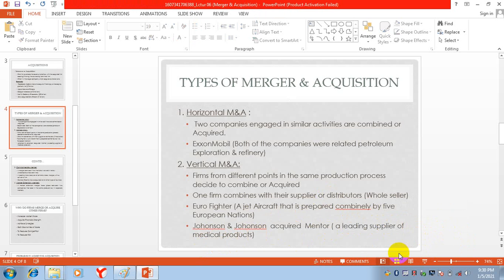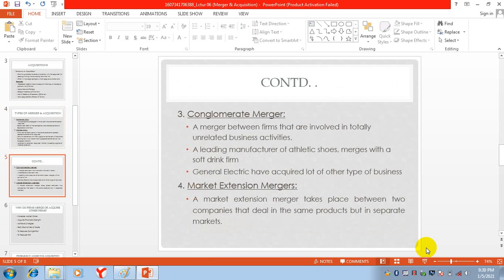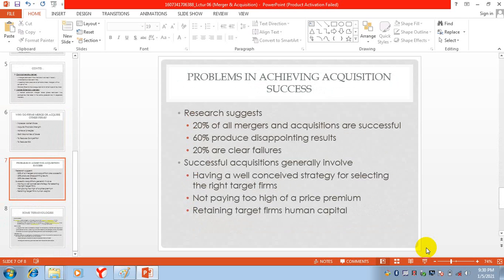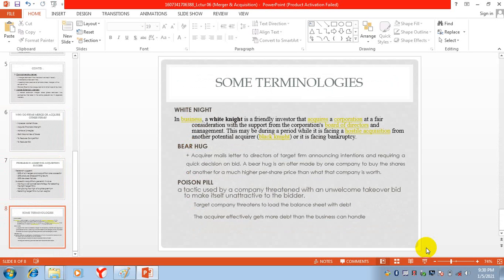For today it is enough. Inshallah, in the next class we will talk about the next two types, and why do firms merge or acquire, problems in achieving a success, and some terminologies: white knight, bear hug, and poison pill. Assalamu alaikum.